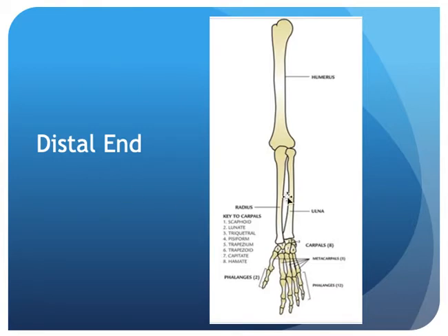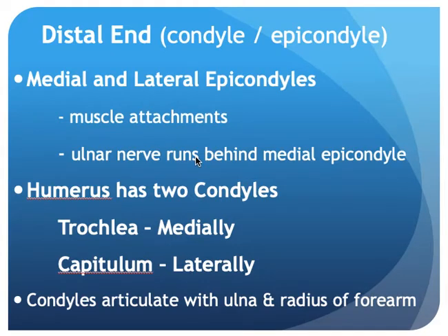So here is the distal end, and again, we want to make sure we know the distal part of the humerus is going to meet up with my forearm bones and form my elbow, and then we'll kind of keep moving a little more distally until we get down into the hand and the fingers. So the distal end, one of the important things to remember is that you're going to have a condyle and you're going to have an epicondyle.